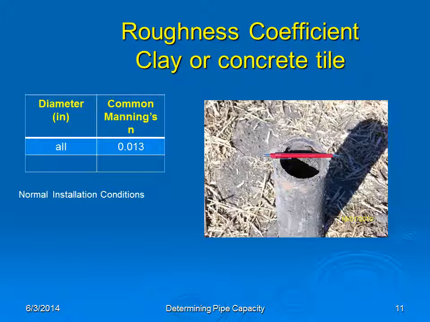For clay or concrete tile, I typically use a Manning's n of 0.013. This is assuming normal installation conditions. Of course, sometimes clay pipe being in short sections can get off, so you might have to use a greater Manning's n, a larger Manning's n. But since we don't use much clay pipe anymore, it's not a big deal.